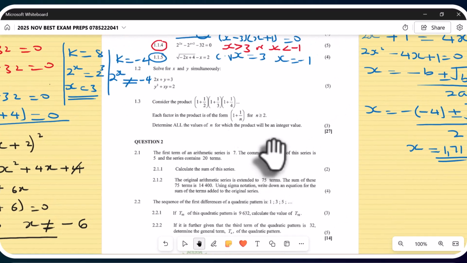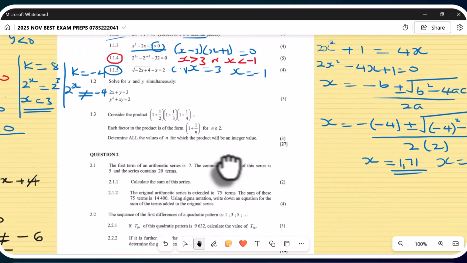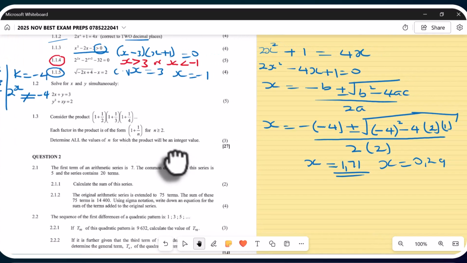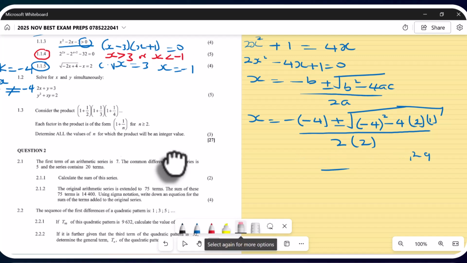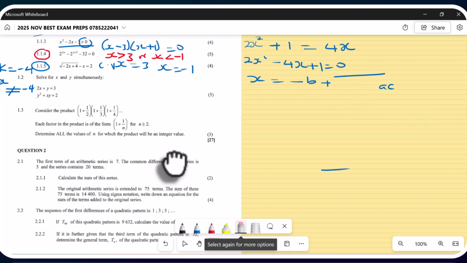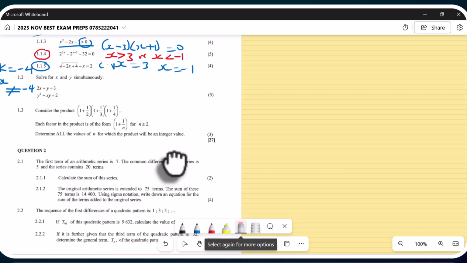Okay, now 1.2, the simultaneous. Always look for the linear equation first, then substitute in the one which is quadratic. So in this particular case, in our 1.2, I can say y equals negative 2x plus 3 from here. Y equals what? Negative 2x plus 3, right?